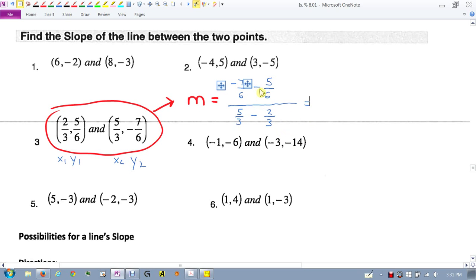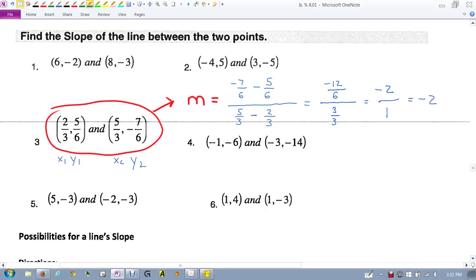Negative 7, take away 5. Negative 13, 12. Okay, I was going to say, hold on. Negative 12/6, which is just negative 2, over, what's the bottom? 3/3. So you get negative 2 on top over 1 on the bottom. What's negative 2/1?